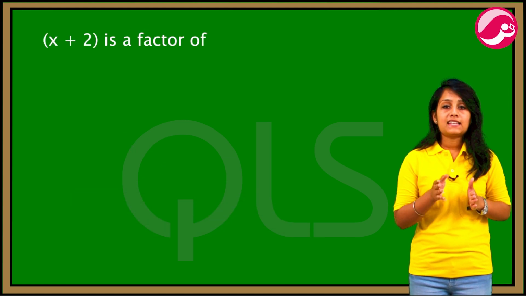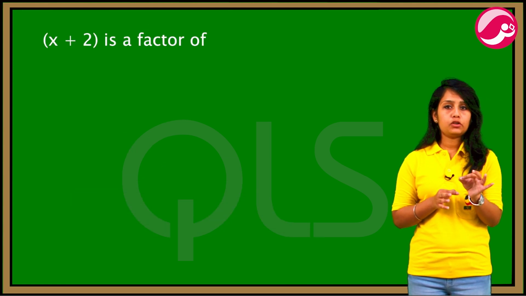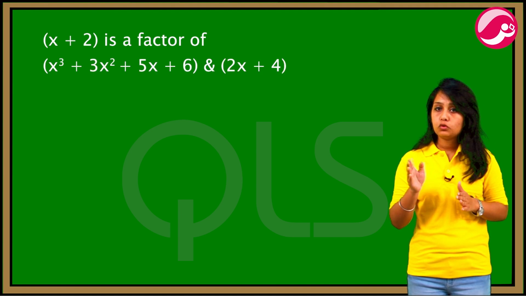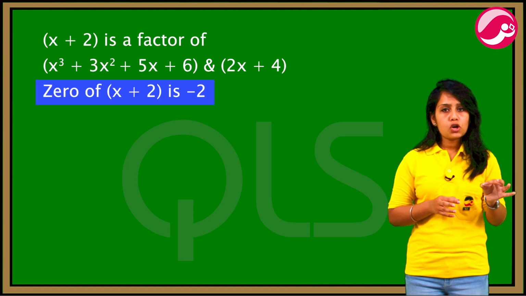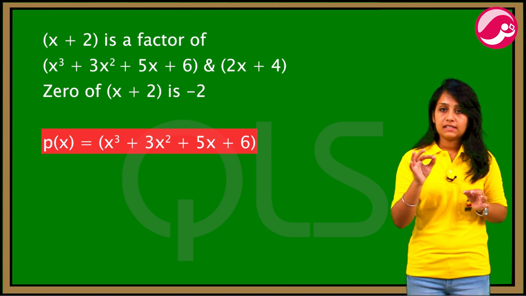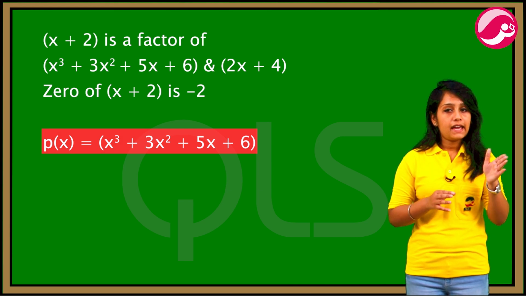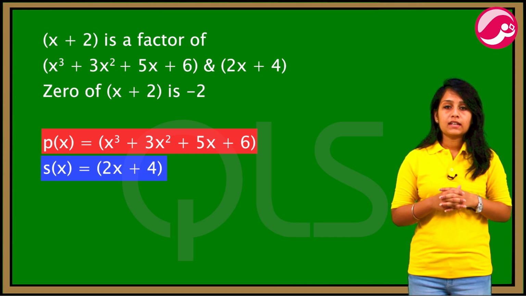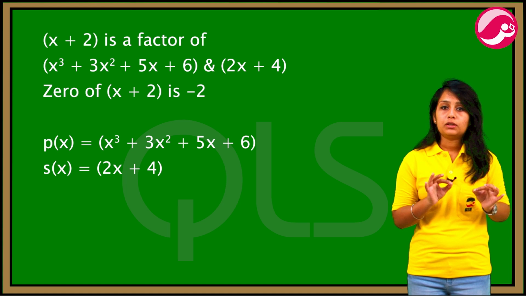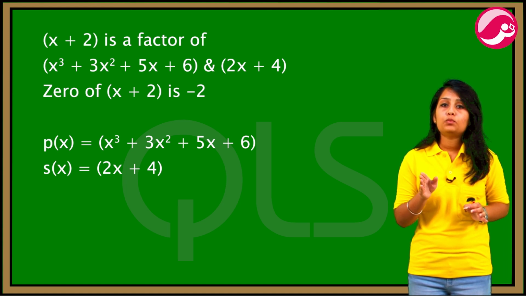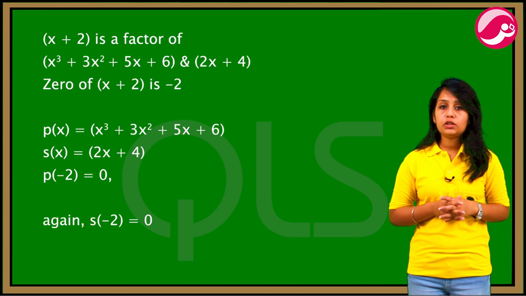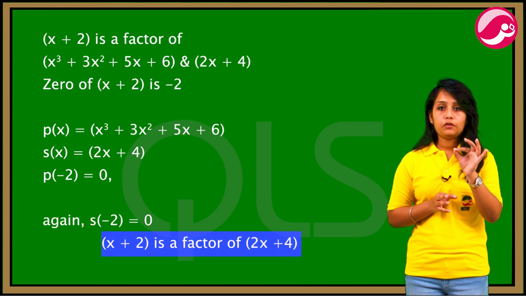For example, examine whether x plus 2 is a factor of x cube plus 3x square plus 5x plus 6 and of 2x plus 4. Now, the zero of x plus 2 is minus 2. Let p of x be equal to x cube plus 3x square plus 5x plus 6 and let s of x be equal to 2x plus 4. Then, p of minus 2 will be equal to 0. So, by the factor theorem, x plus 2 is a factor of x cube plus 3x square plus 5x plus 6. Again, s of minus 2 is also equal to 0. So, x plus 2 is a factor of 2x plus 4.